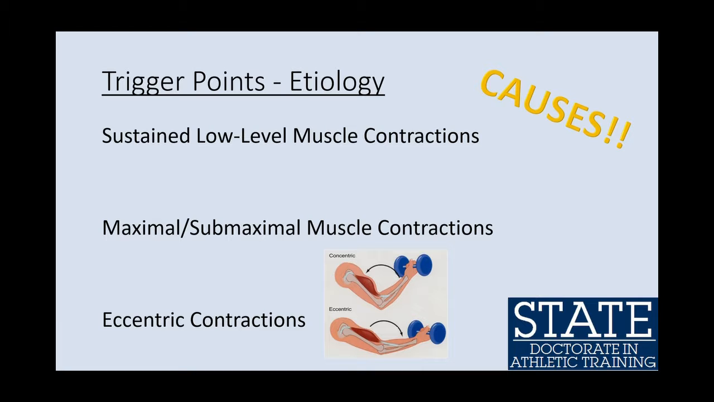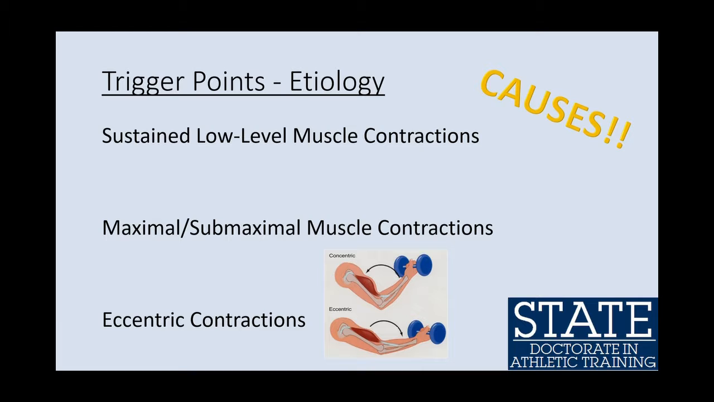Each muscle, though, can handle different capacities of these sustained low-level muscle contractions. There's been a study done that shows the percentages of what the upper trapezius can handle when it comes to contraction force versus one of the quadricep muscles versus the soleus. So there are different percentages or levels of how these muscles can handle these contractions.